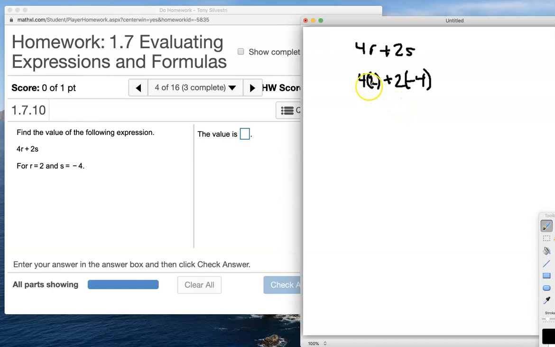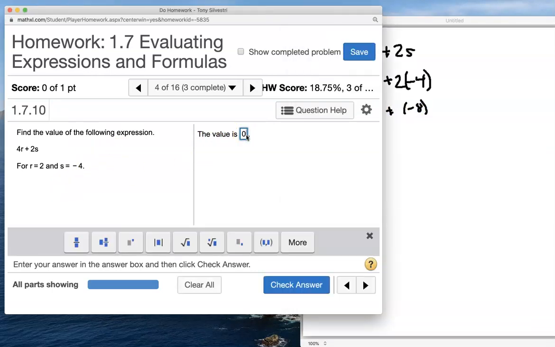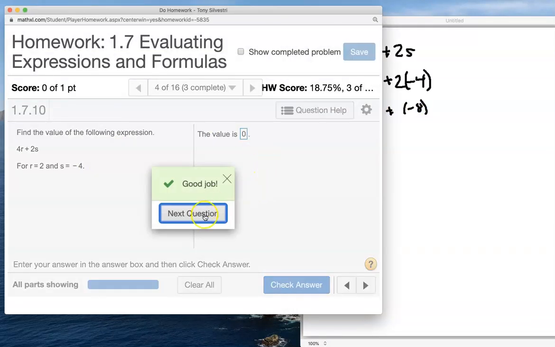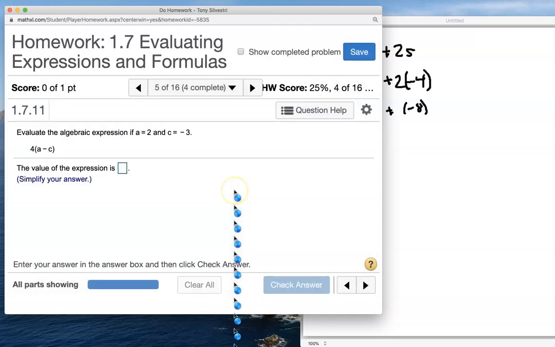So let's see. I have no set of parentheses that have operations in them, and there are no exponents. I'm going to do multiplications, left to right. 8 plus a negative 8. And then the last thing I do is addition. So 8 plus a negative 8 is 0. Interesting. 0. There you go.